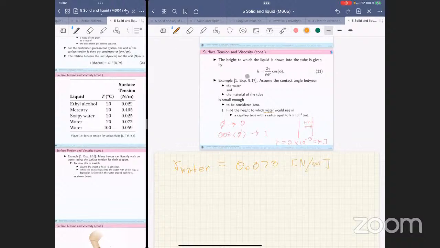And the next one, rho. So rho of water, the density of water, what is that? It is in the SI system, right? It's 1 ton, right? 1,000 kilogram.